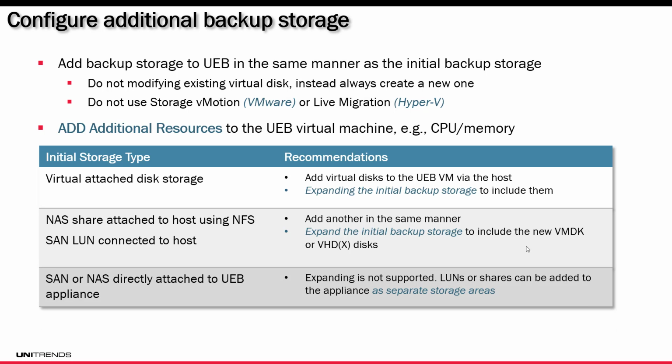If you're going to a SAN or NAS directly attached to the UEB appliance itself, expansion is not supported. Once again, LUNs or shares can be added to the appliance as separate storage areas. In other words, you can add another backup resource, but you can't expand the initial backup storage pool, which is really what we recommend. Take advantage of the deduplication going across all the backups in that storage pool, that storage area.